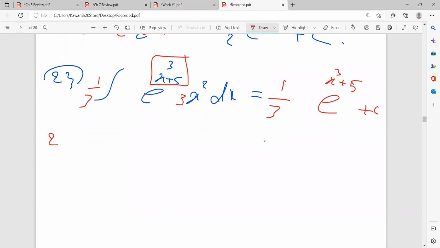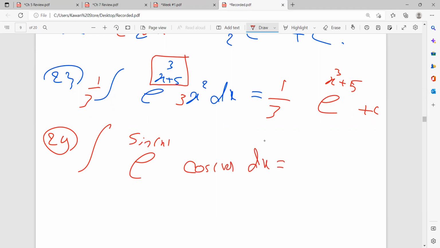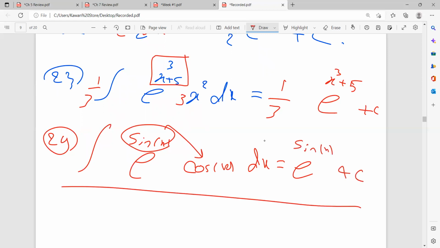Now number 24, the last one. We have e to power sine of x, cosine of x dx, is equal to what? Exactly, we don't need minus. The derivative of sine is equal to cosine. So I say it is equal to e to power sine x plus c, nothing else. That's about the natural exponential.